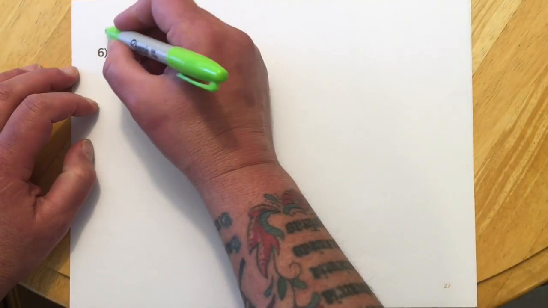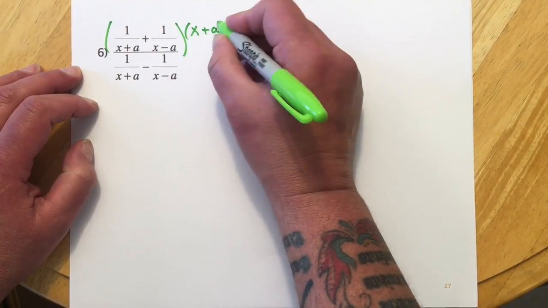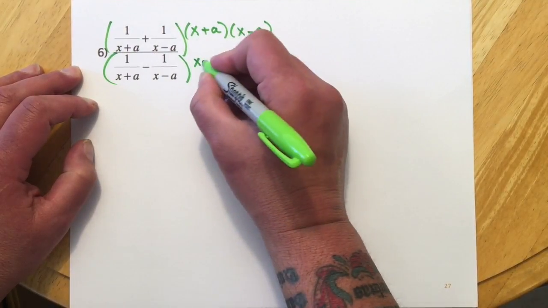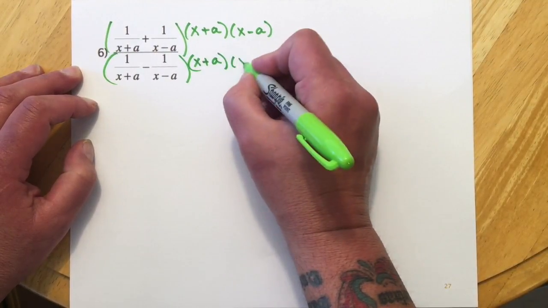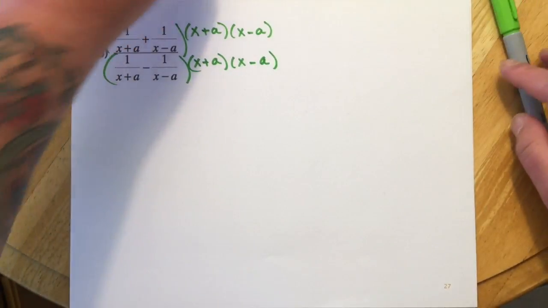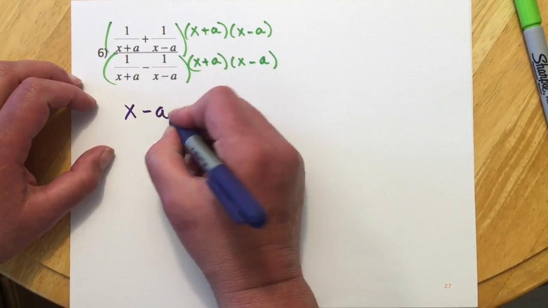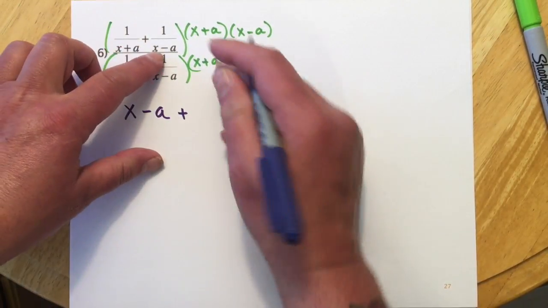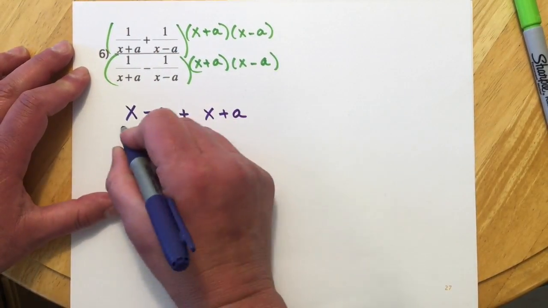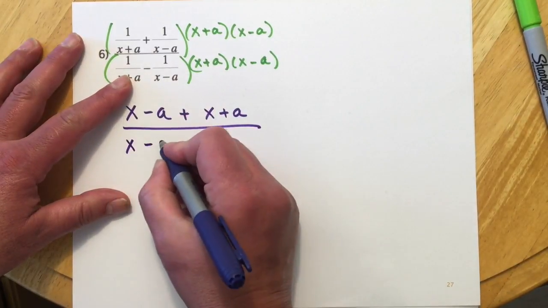Okay, number 6, so x's and a's, so x plus a, x minus a, x plus a, x minus a. So here, pluses cancel, leaving x minus a, plus, minuses cancel, leaving x plus a. And downstairs, pluses cancel, leaving x minus a.